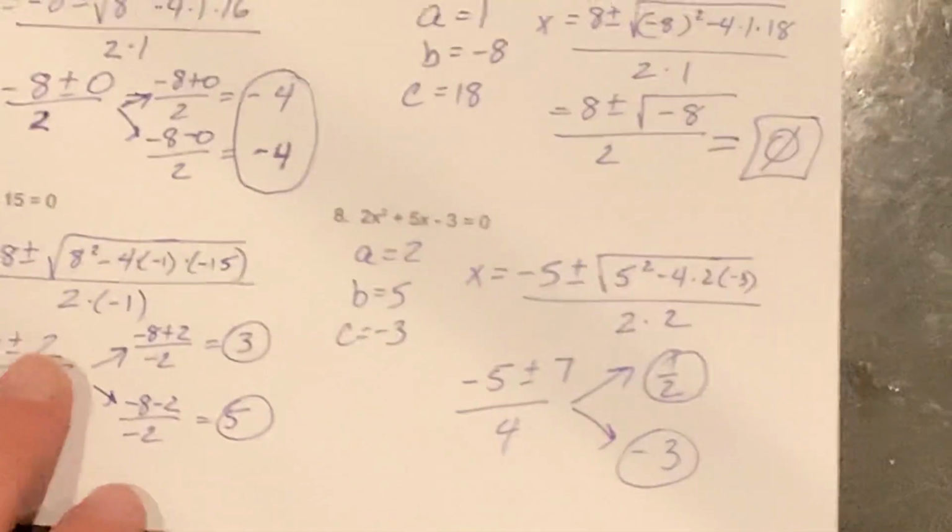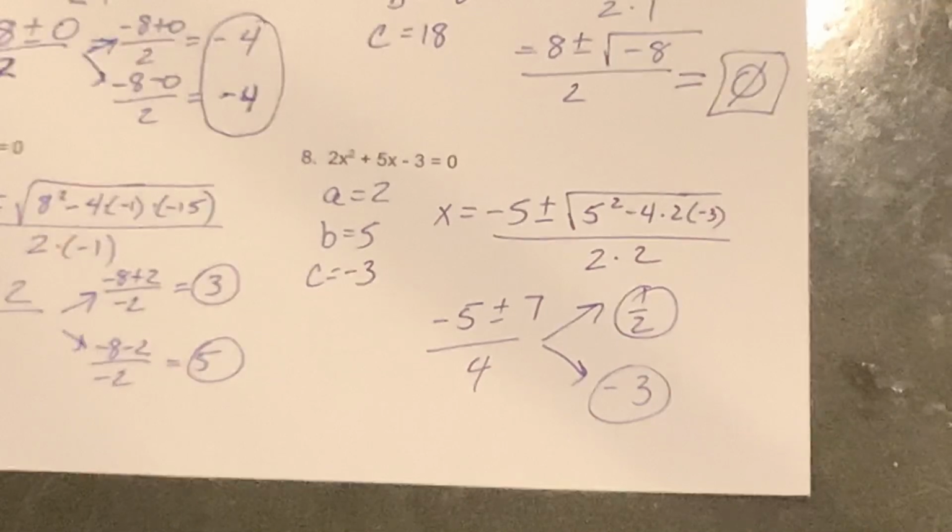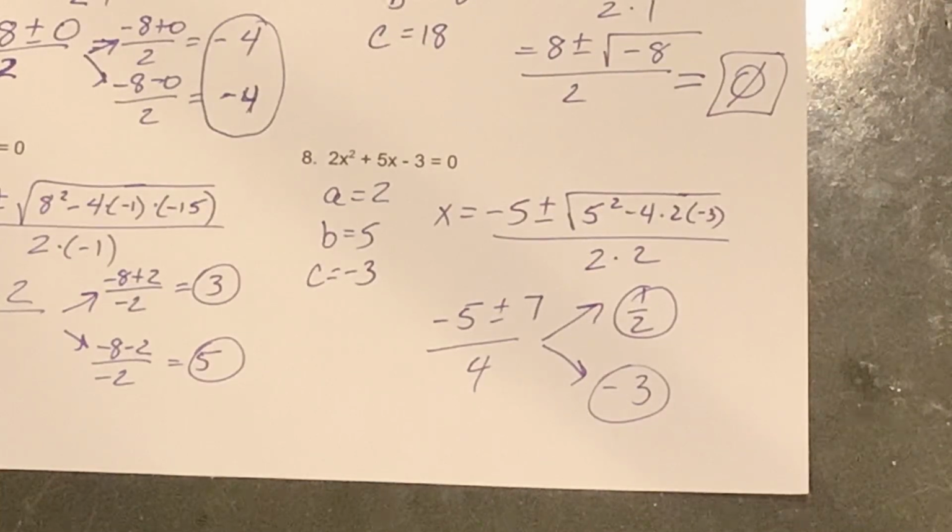And the last one on this, number 8, A is 2, B is 5, and C is negative 3. So x equals negative 5 plus or minus the square root of 5 squared minus 4 times 2 times negative 3, all over 2 times 2. The radical turns into 7. So negative 5 plus or minus 7 over 4. So negative 5 plus 7 is 2, divided by 4 is a half. And the other one, negative 5 minus 7 is negative 12. Negative 12 divided by 4 is negative 3. Hopefully those made sense. That is worksheet number 1.